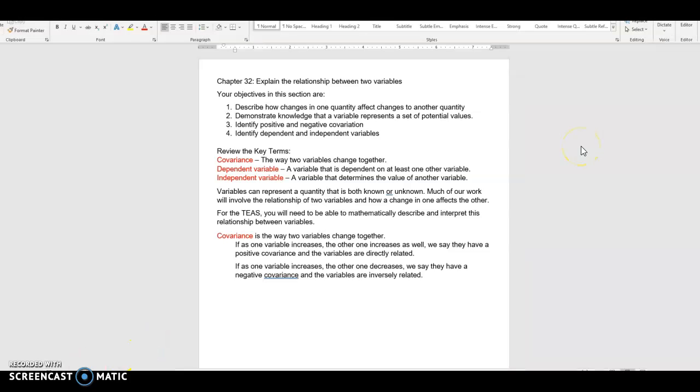Now, before we go any further, let's talk about a few key terms. We need to understand what covariance means. It's the way two variables change together. We need to talk about a dependent variable and an independent variable. We're going to do that in a few moments when we get to the video. But covariance is the way two variables change together.